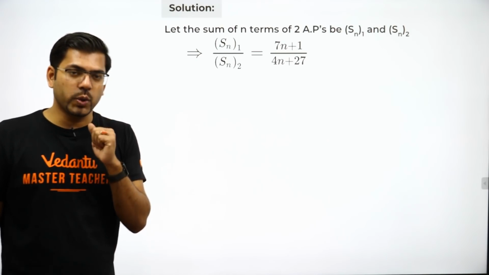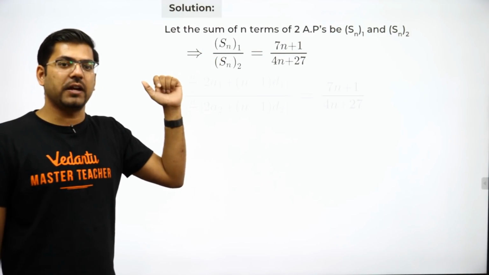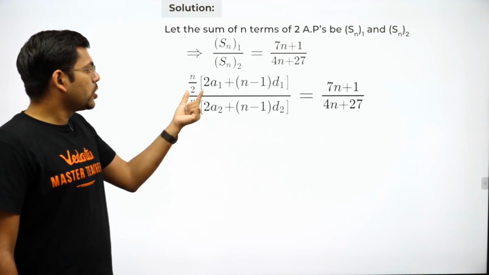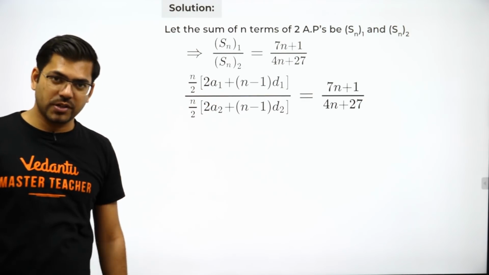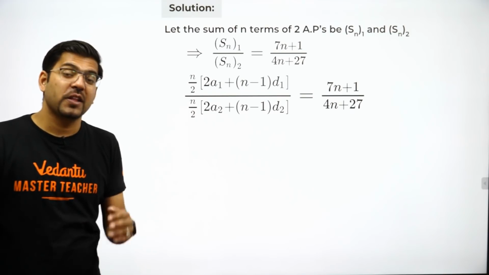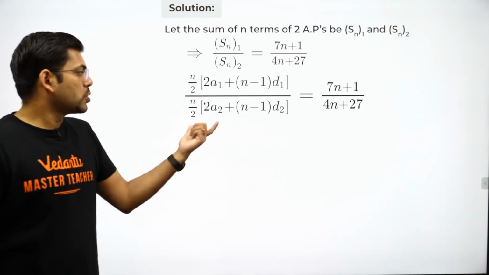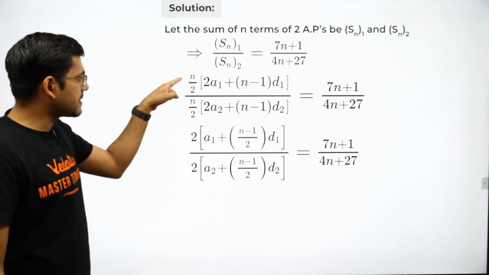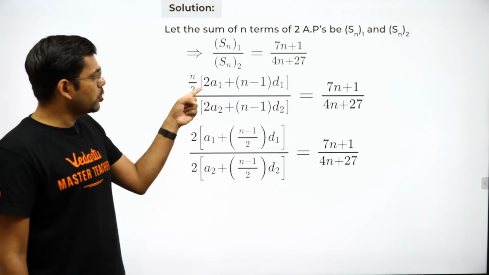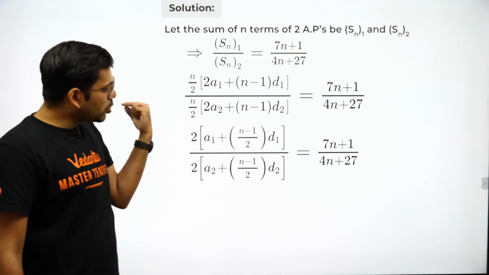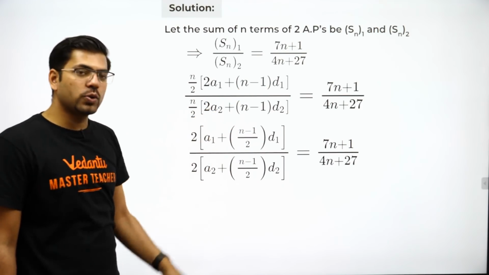Now, what we will do, we will simply put the formula of Sn for the first AP and the second AP, and we will be getting n by 2, 2a1. Why have I assumed 1? Because for the first AP, I have taken the first term as a1 and common difference as d1. For the second AP, I have taken the first term as a2 and common difference as d2. So putting all those values, I'll be cancelling this n by 2 and taking this 2 common. See here, everyone, this 2 is common here. When I have taken 2 common, this term does not have any 2, so this n minus 1 divided by 2 will be there.